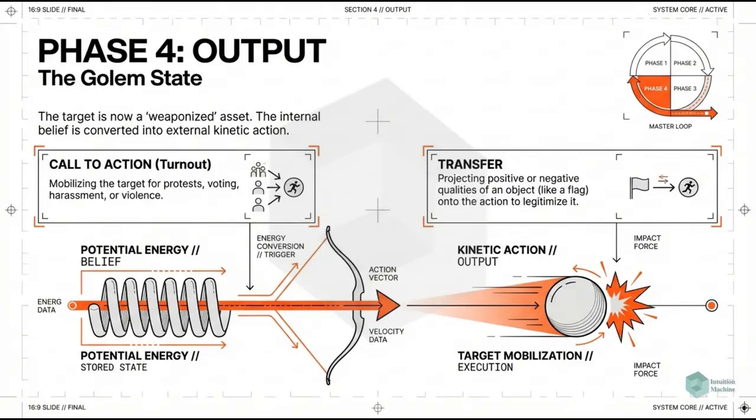Cognitive dissonance spikes. You must justify what you did. Identity crystallizes. Your behavior revealed your true self. Social bonds harden. Others witnessed it. Walking it back means losing face. The system doesn't need to convince you anymore. You're now convincing yourself.